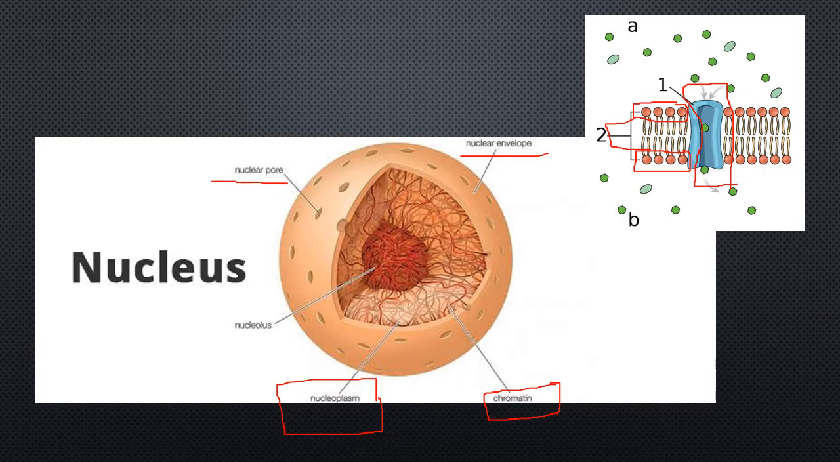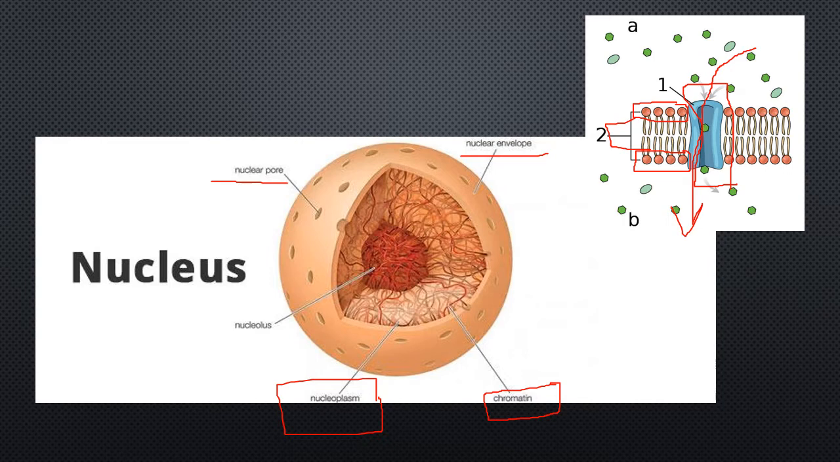Those proteins that are produced in the cytoplasm that need to come into the nucleus usually have some signal on them, or they might have a particular shape that allows the transport proteins to say, okay, you can come into the nucleus.